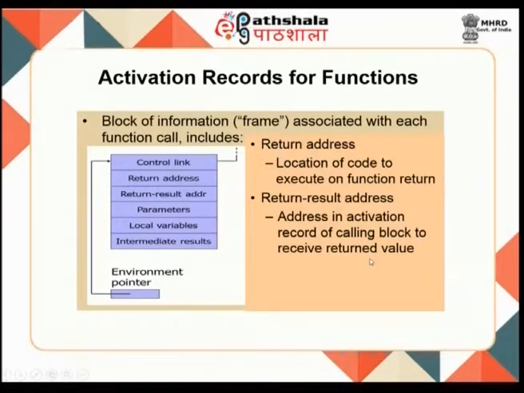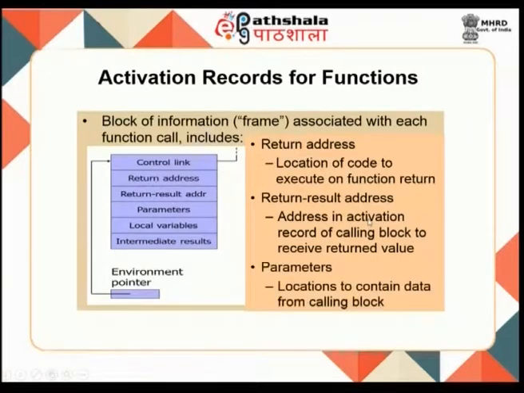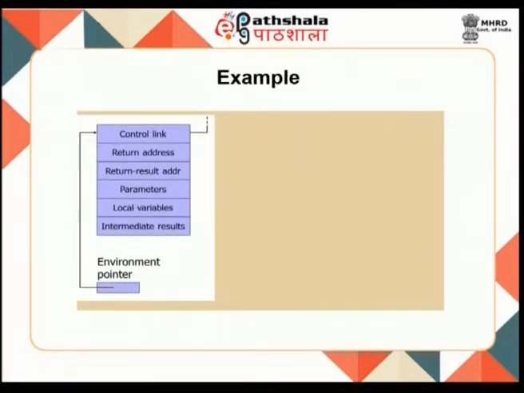See, the block that was called has to return some value. So where it is going to be written is also available, that address is needed, and the parameters, the locations to contain data from the calling block. So, return address, return result address and the parameters are important parts of this activation record. Now, let us take an example.